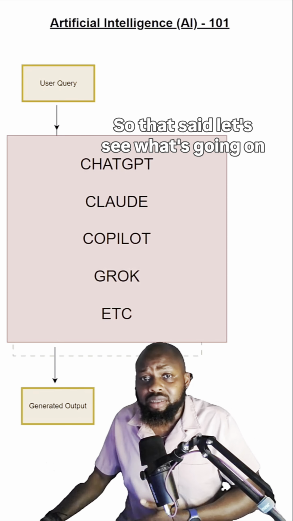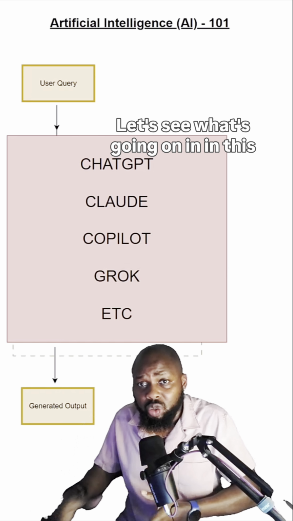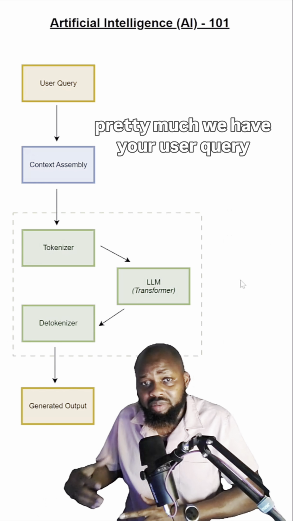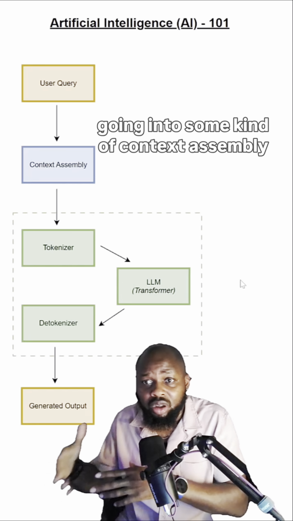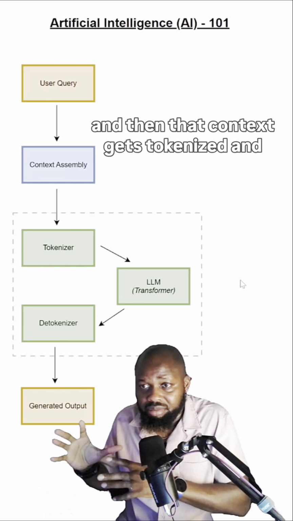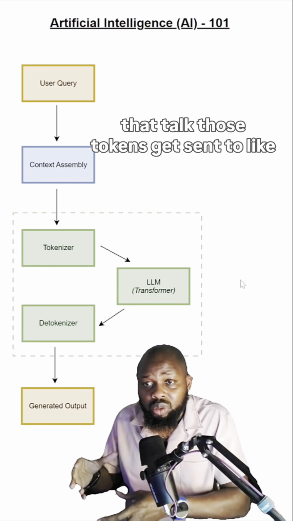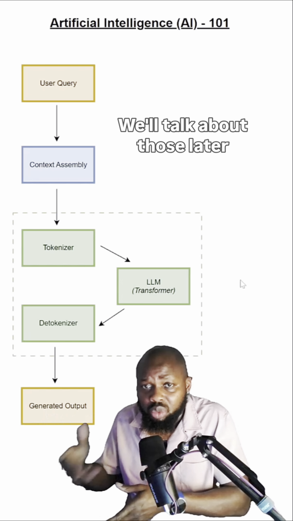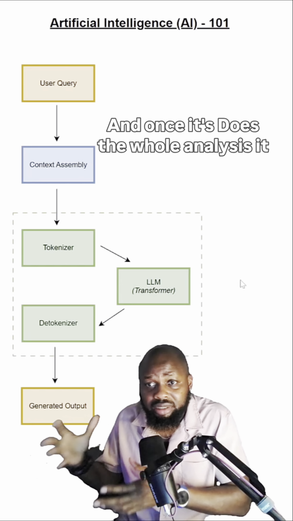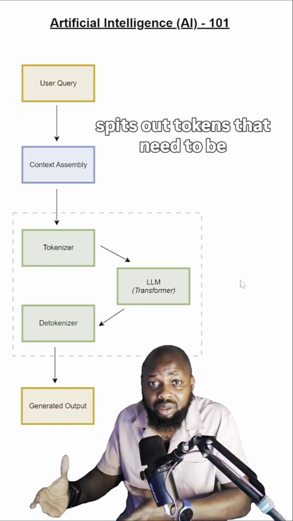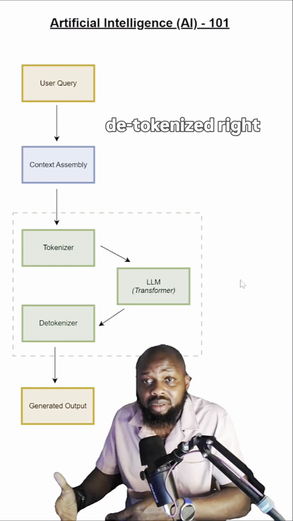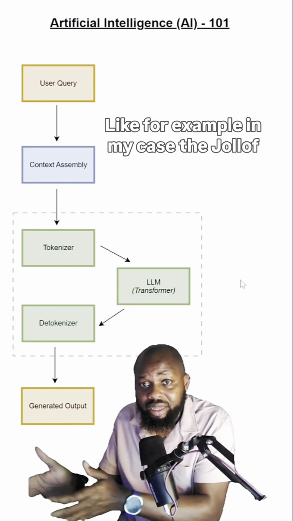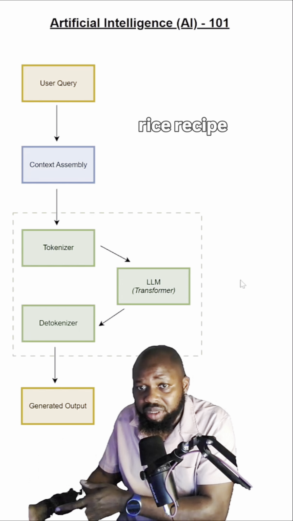That said, let's see what's going on under the sheets. Let's see what's going on in this red box I have here. Pretty much we have your user query going into some kind of context assembly, and then that context gets tokenized, and those tokens get sent to an LLM transformer, which uses a model. We'll talk about those later. And once it does the whole analysis, it spits out tokens that need to be detokenized, and that detokenization results in the output you get, like, for example, in my case, the jollof rice recipe.